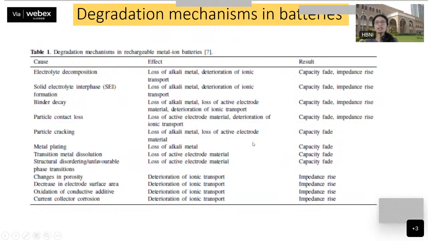So there are a lot of degradation mechanisms in the battery, and the result, whatever is forming, can help you have an idea of the effect which is leading to that particular thing. So if you have an impedance rise in the battery, it means that there is a change in porosity. It can be a decrease in the electrode surface area. You can have an oxidation of the conductive additive. You can have current collector corrosion. All these factors lead to an impedance rise. So similarly, there are many other factors which will show different kinds of effect in your ultimate battery performance. And you can actually find out what is happening in the dynamic changes, what are happening in the battery while it is charging and discharging.